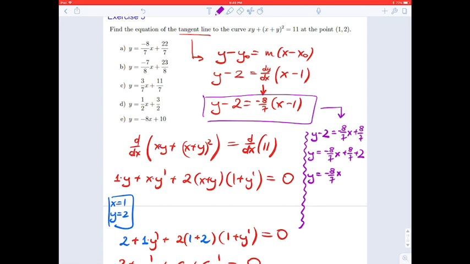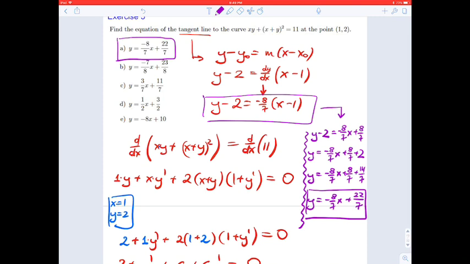Negative 8 over 7x, and this is 8 over 7, and this will be 14 over 2. Negative 8 over 7x plus 14 plus 8, 22. Oh, something is wrong. I'm supposed to put 7, right? And this is correct. 14 over 7 is 2. 7 is the common denominator. That means that's the equation of the tangent line, and I see this equation here.